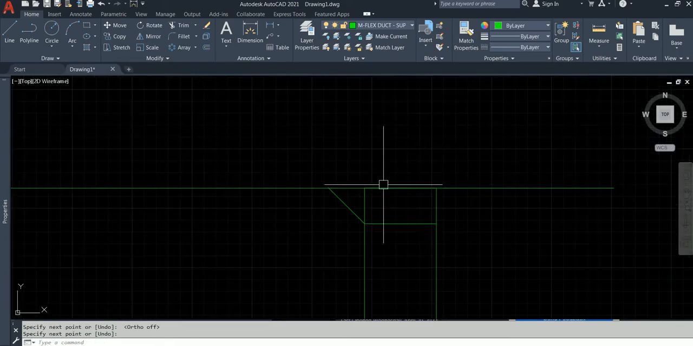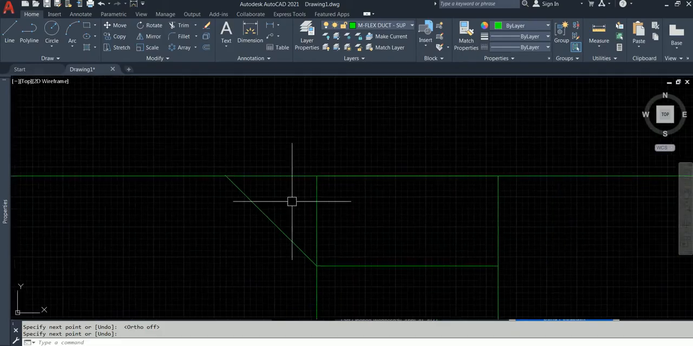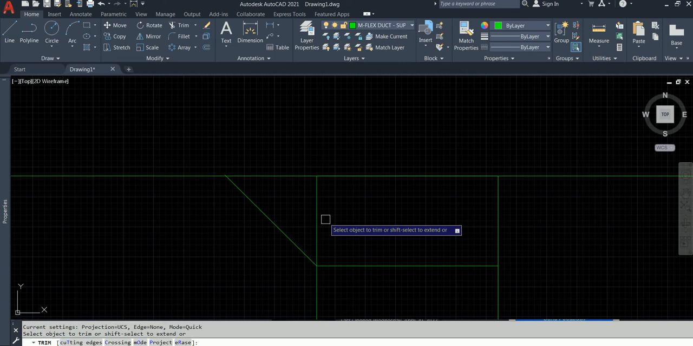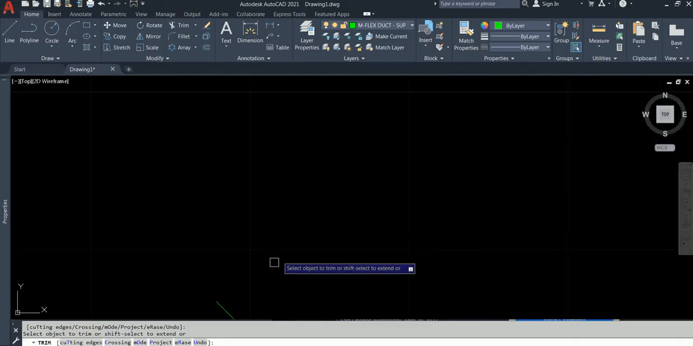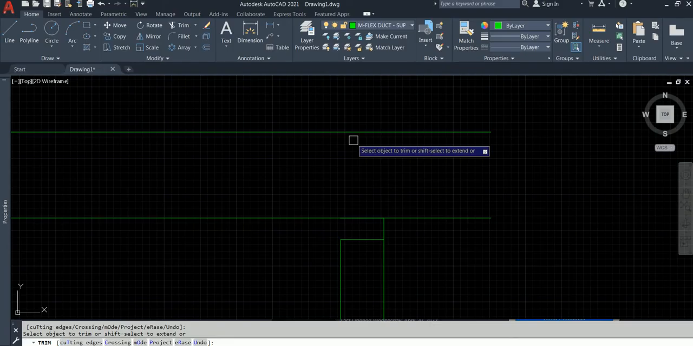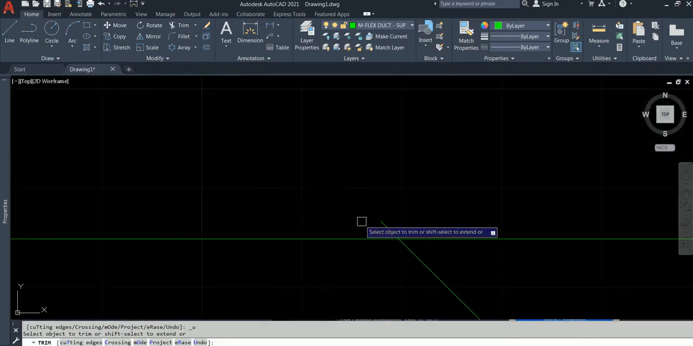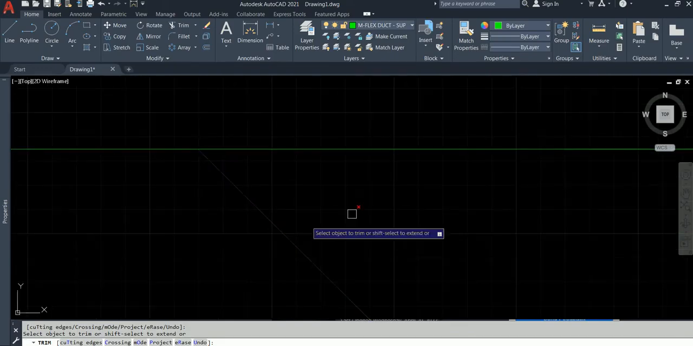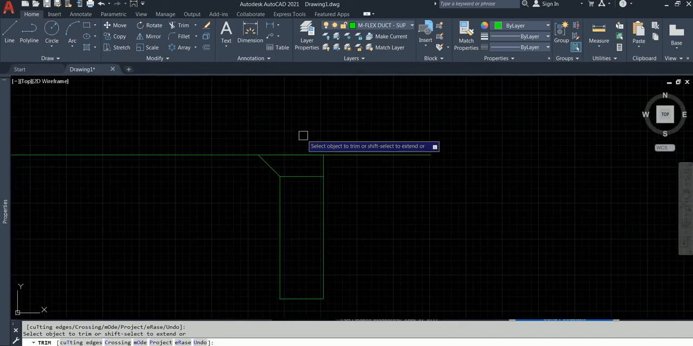I hope this is clear. Yes, extra here. Then what you do is trim, and remove this extra whatever you have done. Oops, not that much. So I hope this is clear now. So this is how you draw a shoe.